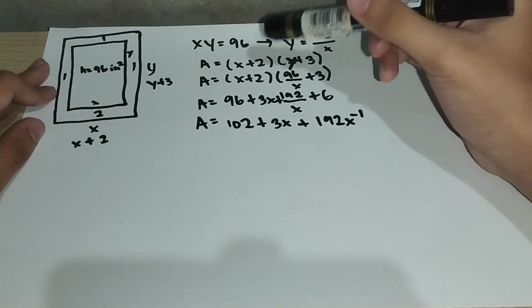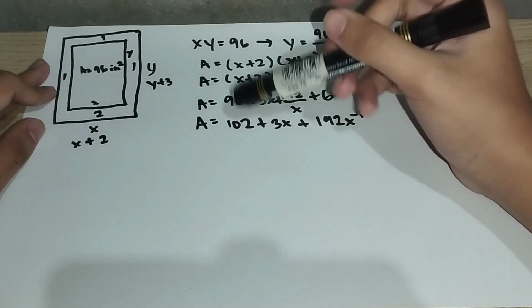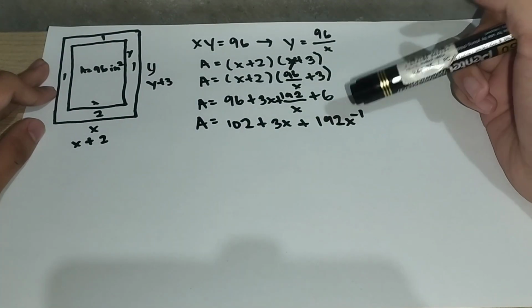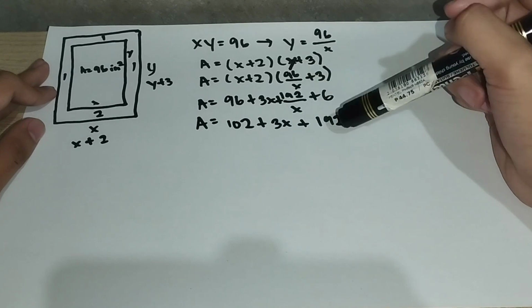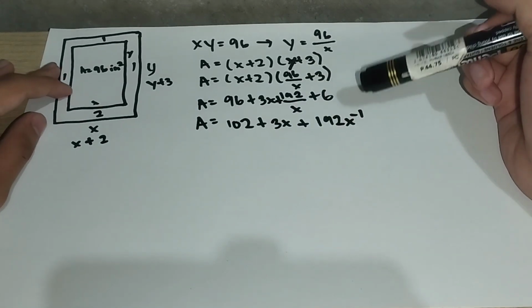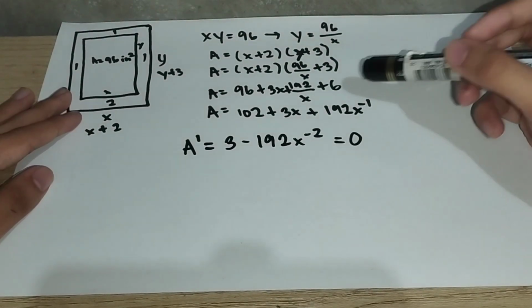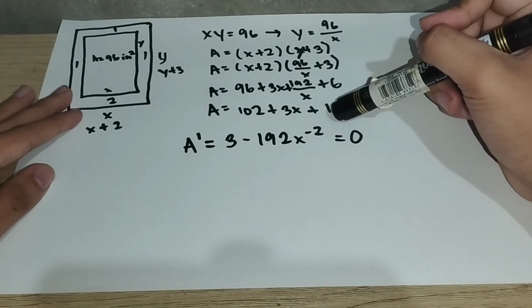Let's combine like terms. So 96 plus 6 gives us 102. So now we have 102 plus 3x plus 192x raised to negative 1. After that, let's differentiate this equation.